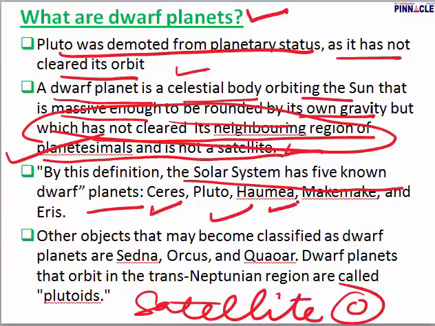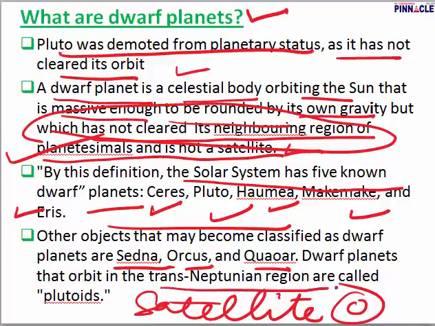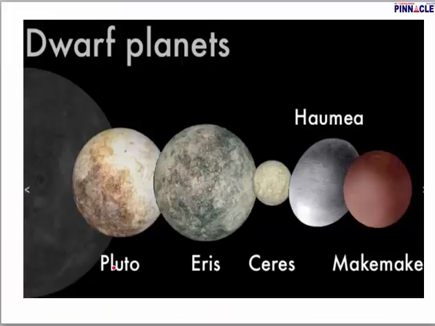Ceres, Pluto, Eume, Makemake and Eris, all these are dwarf planets. Other objects that may be classified as dwarf planets are Sadhna, Orcus, Quaoar. Dwarf planets that orbit in the trans-Neptunian region are called Plutoids. These are our dwarf planets. Let's take a look at them.